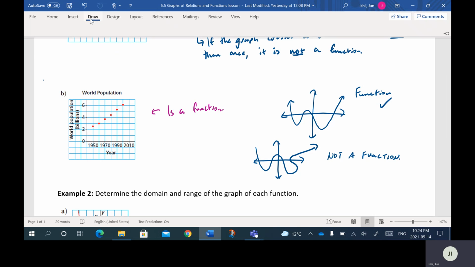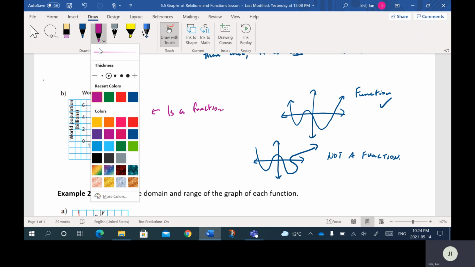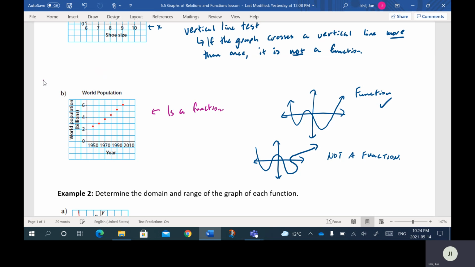The reason it's not a function is because I can draw a vertical line right here where you can see that it crosses more than once. That means you have 3 different outputs for the same x value, which we cannot have. So this one fails the vertical line test, whereas this one is okay. Cool, so that's how you tell whether a graph is a function or not.